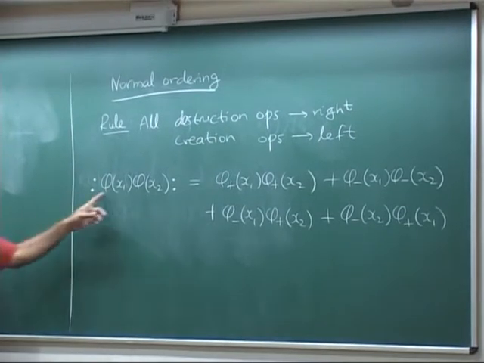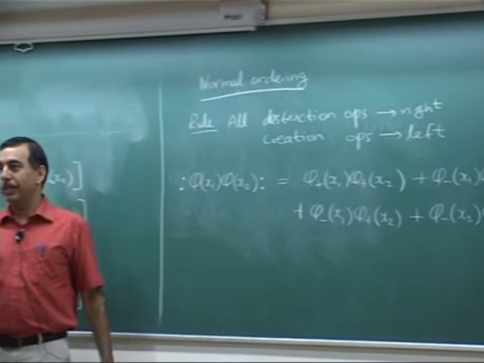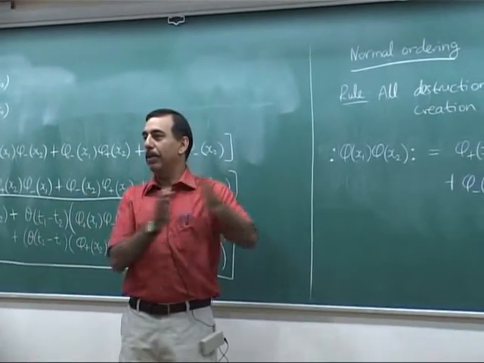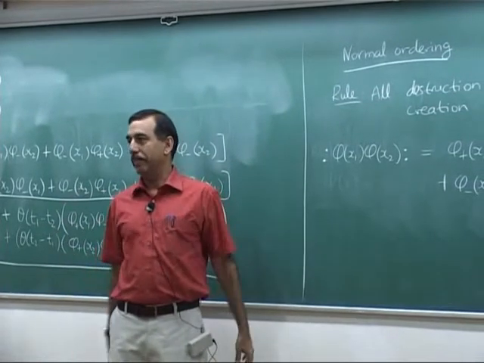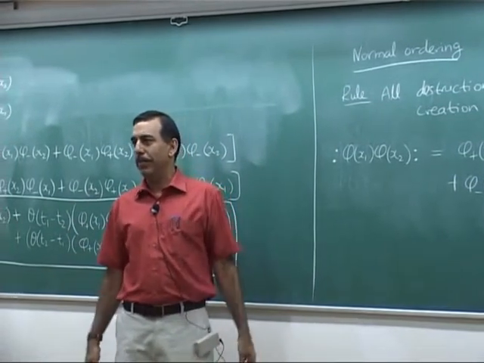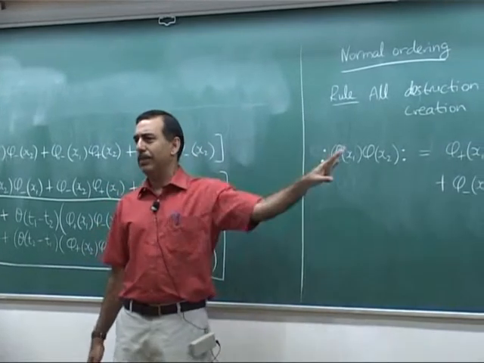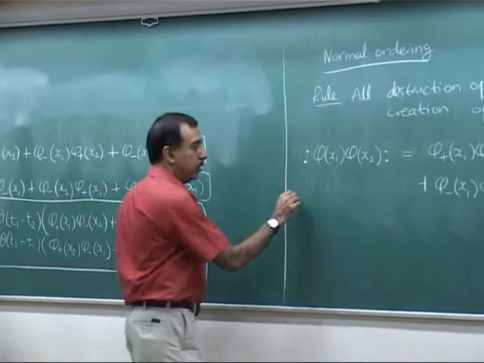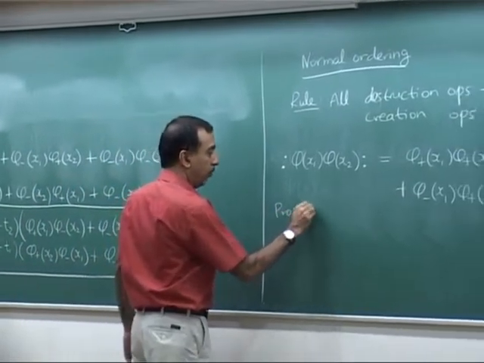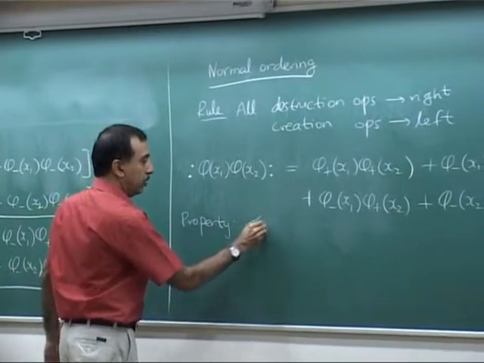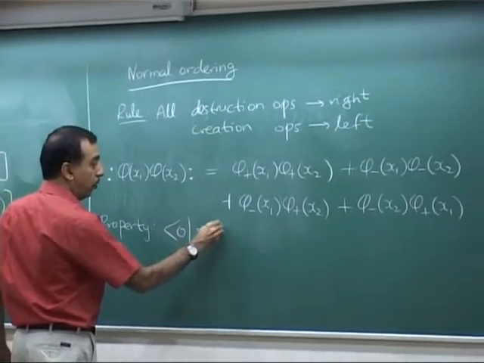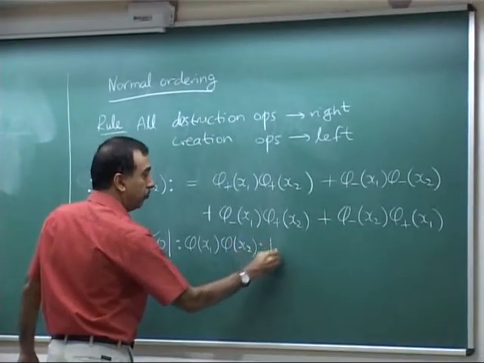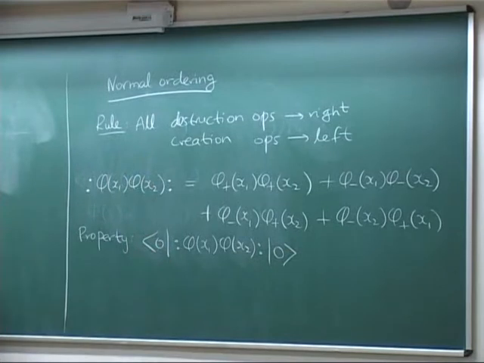Now it's clear, I think, that if I put many, many phis, you can do this exercise. Just write all of them and put all the plus guys to the right, all the minus guys to the left in any mixed term. Any term which has both phi minuses and phi pluses. Regardless of their arguments, just move the minus to the left and plus to the right. Now, before we use this, let's notice a very nice property, which is why this is defined. Supposing I take the normal ordered product of two fields or any number of fields and put it inside the vacuum.